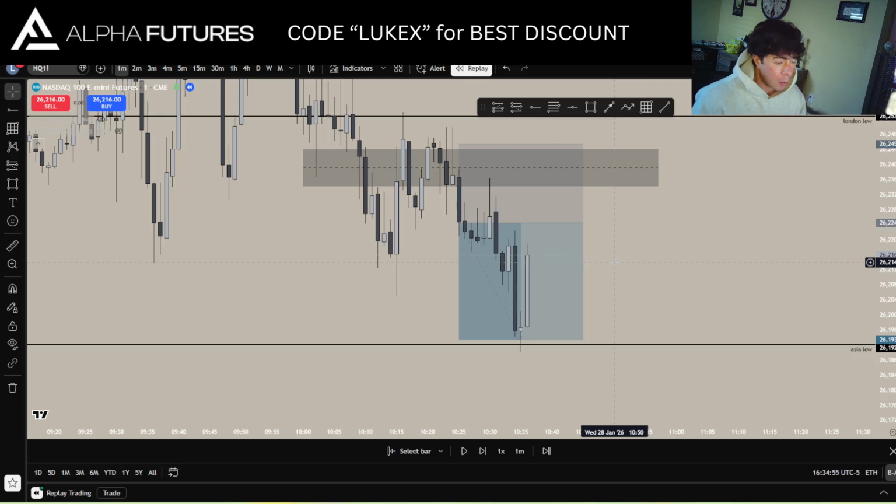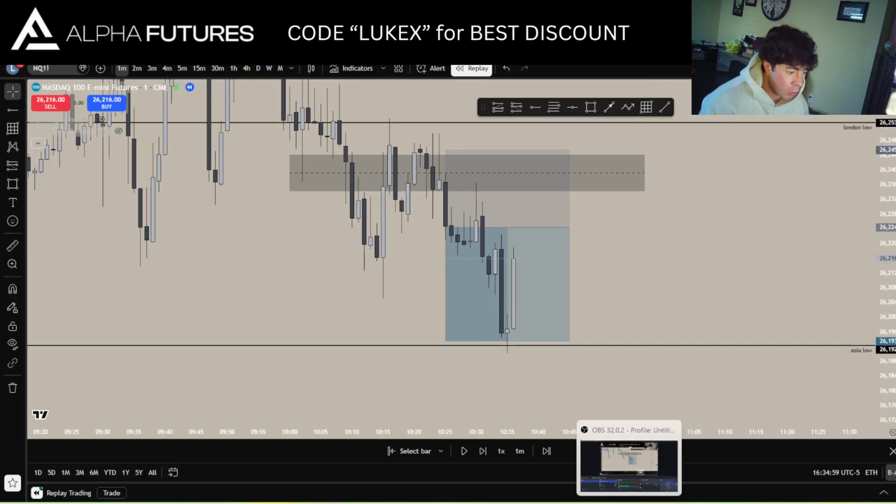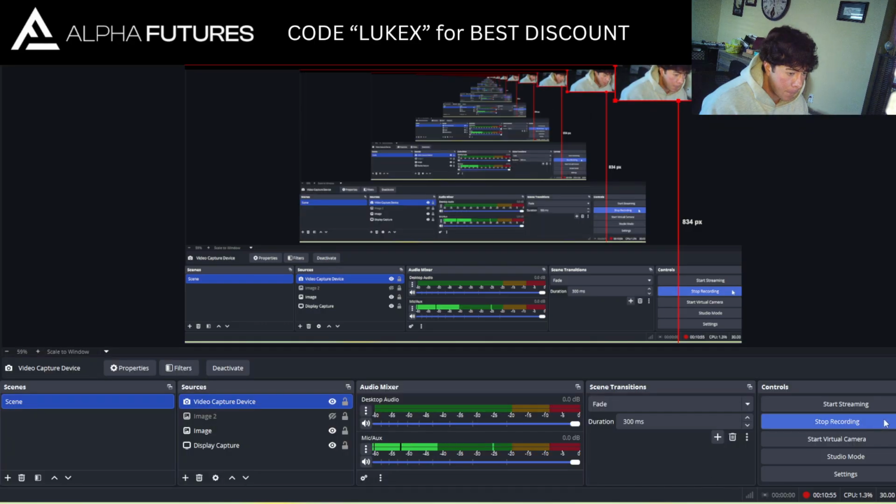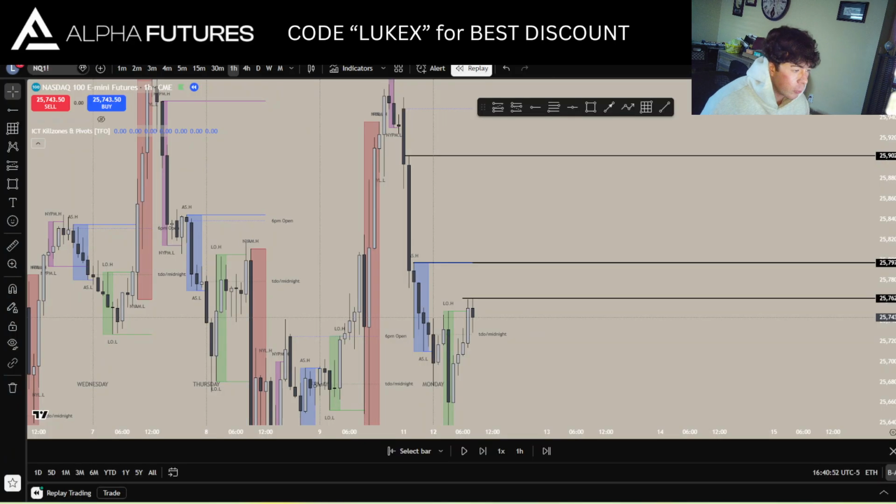So now we're going to go through a bullish example, and then you guys pretty much understand that there's really not too much else to go over. So I'm going to get a bullish example, and then we'll be right back. All right, so now we're going to go through a bullish example.